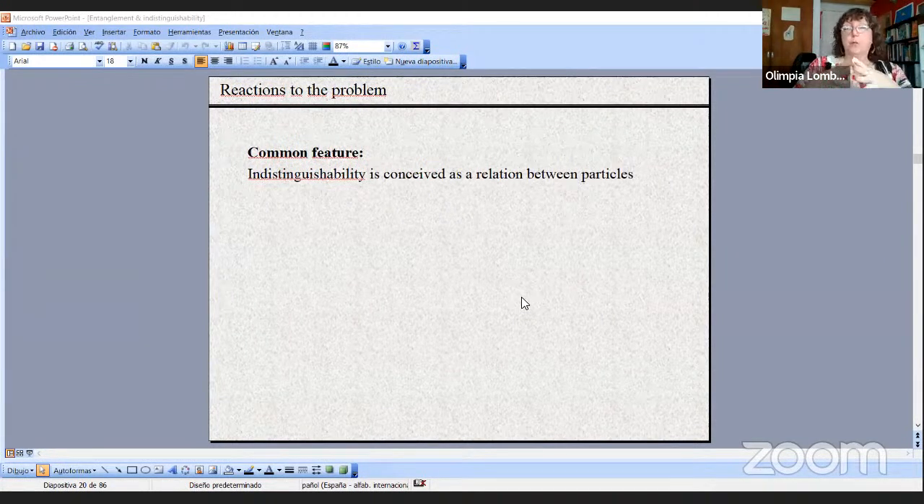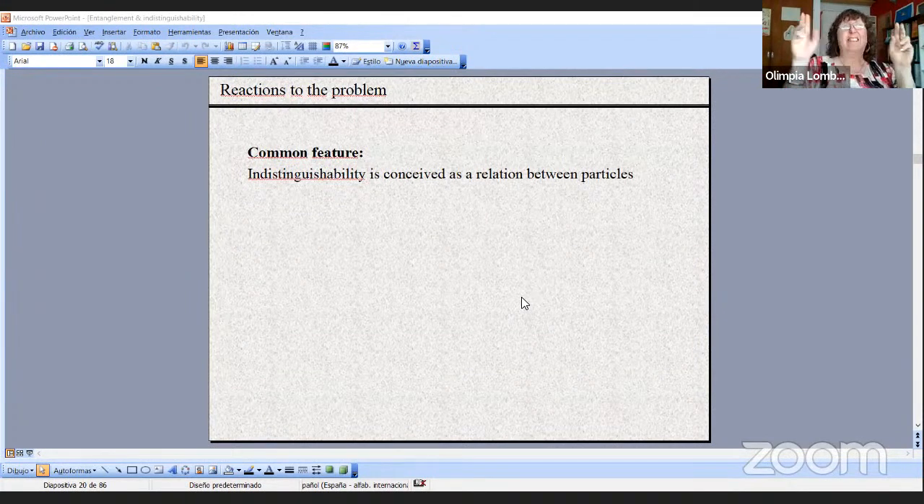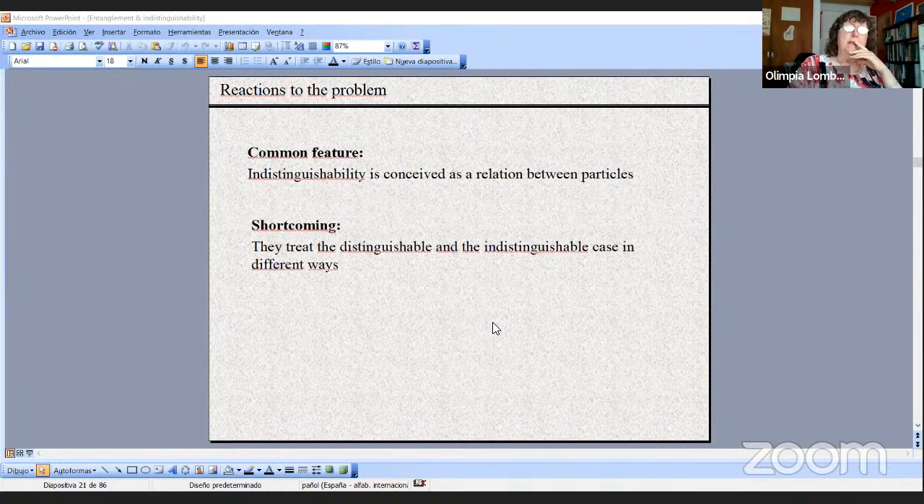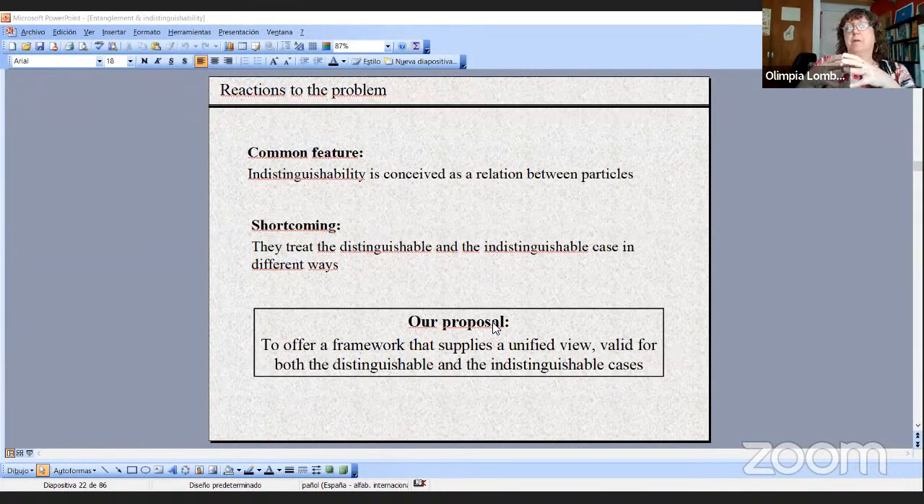Now, all these views have a common feature, that is that indistinguishability is considered as a relation between particles. Particles of the same type, as philosophers say, or identical particles, as physicists used to call them. But it is a relationship between particles. And the shortcoming in our view is that they treat the distinguishable case and the indistinguishable case in different ways. The question is whether we can offer some framework that supplies a unified view valid for both cases, the distinguishable case and the indistinguishable case, and this is what we try to offer with our proposal.